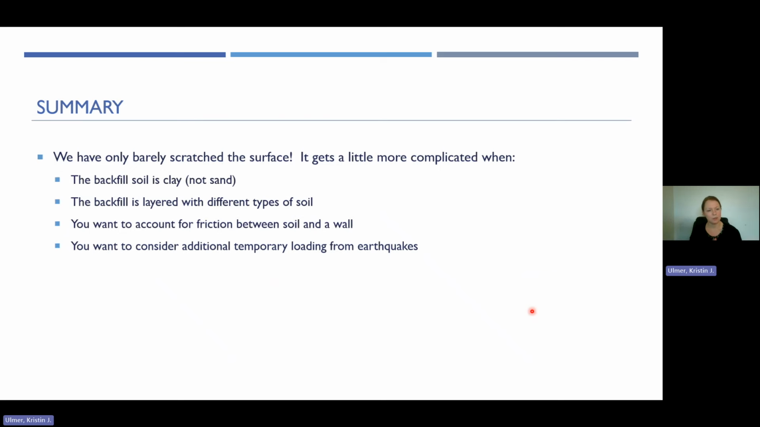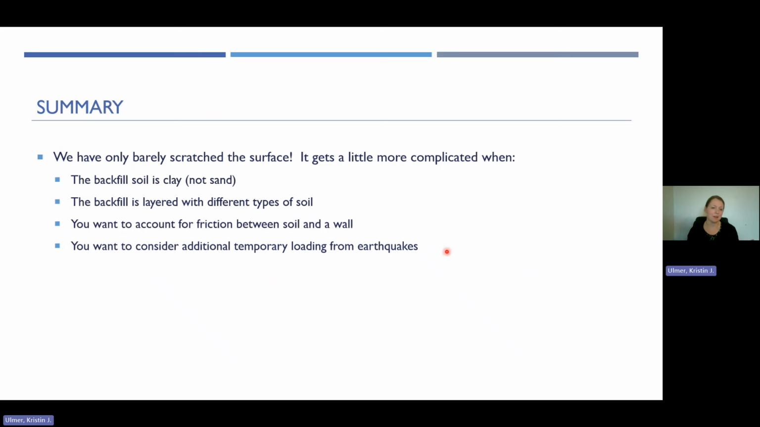It's a little more complicated when the backfill is layered with different types of soil. So the example I provided showed one type of soil all the way down the entire height of the wall. But what happens if you have a little bit different types of soil? You can use the Rankine theory to make that work, but it just gets a little more complicated. What about the situation where you want to account for friction between your soil and a wall? I mentioned that in the Coulomb method, but we really didn't go into detail about how do you do that.